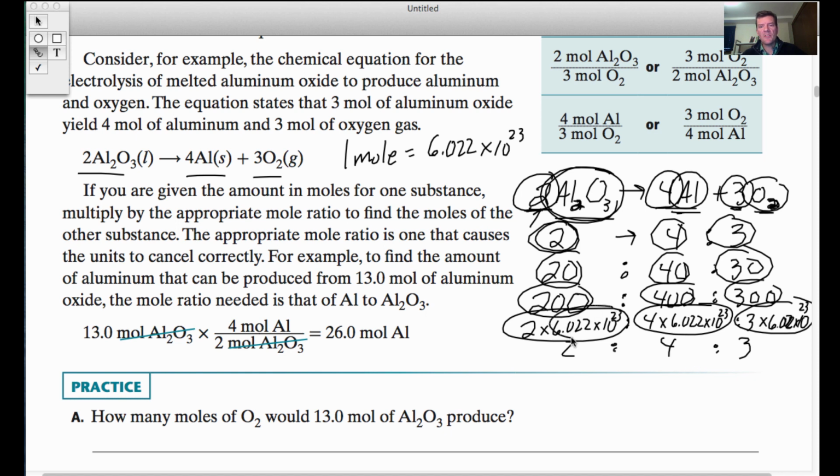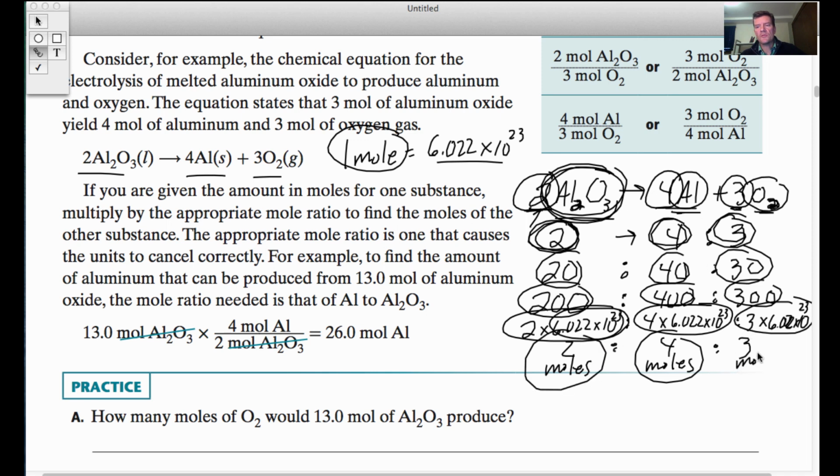Remember this number right here, Avogadro's number, 6.022 times 10 to the 23rd? As I said, that's a mole. So I could also say, these aren't just compounds and atoms, 2 compounds producing 4 atoms and 3 molecules. These actually could be moles. You could say 2 moles of aluminum oxide is going to produce 4 moles of aluminum and 3 moles of oxygen.